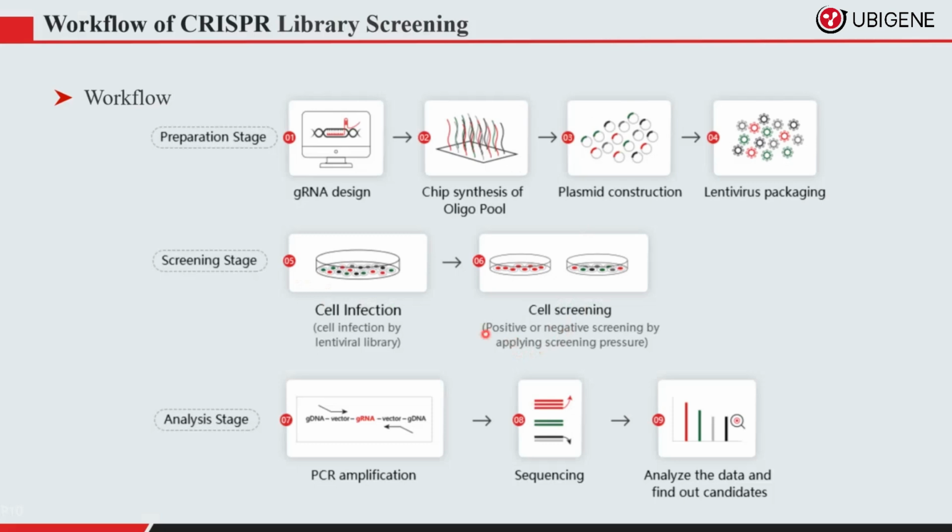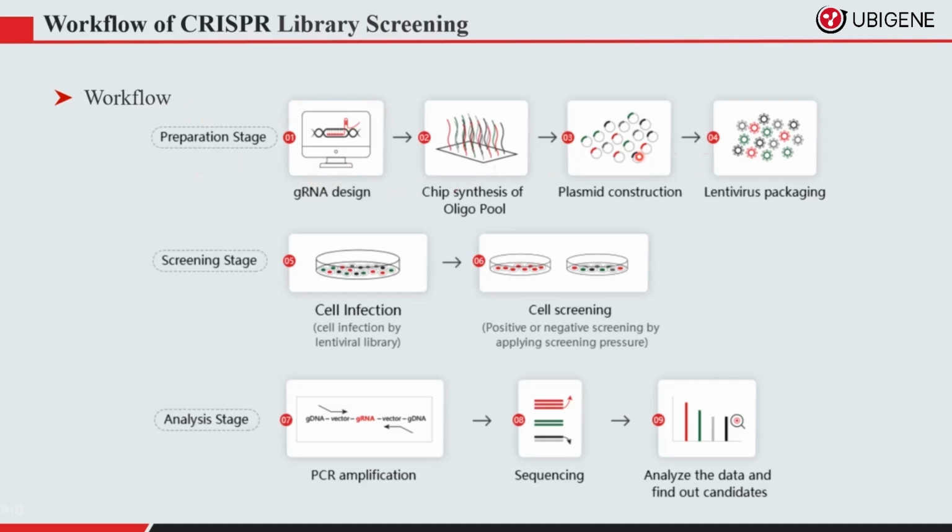Now, we have chosen our library, identified our cell line and settled on our screening method. Now we are ready to start our CRISPR screening. The process includes the following steps. First, we design the guide RNAs and then synthesize them. After that, we construct the library.